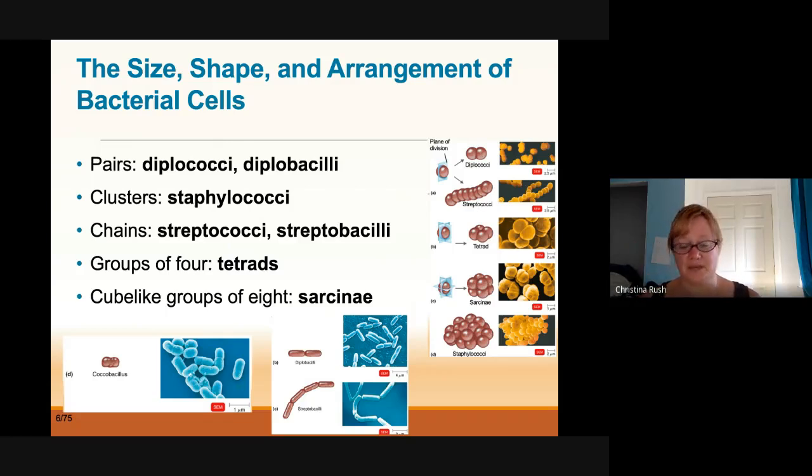Groups of 4, so we can start to group these, and they almost start to look like grapes, will be tetrads. And then we can also have cube-like shapes where they're growing on top of each other. That's sarcinae. So let's see all those different pictures. You've got your diplococci, your streptococci that's spread out, the tetrad, the sarcinae, and then the staphylococci, which really look like a group of grapes.